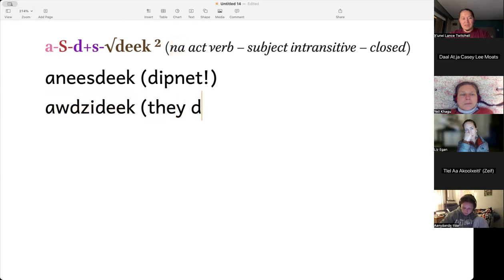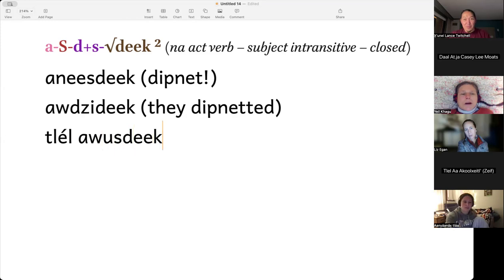So they dip netted. What if they didn't dip net? Would it be plus Augustique? It sure will. And so this is following these patterns that we're looking at in terms of what happens. And so they didn't.